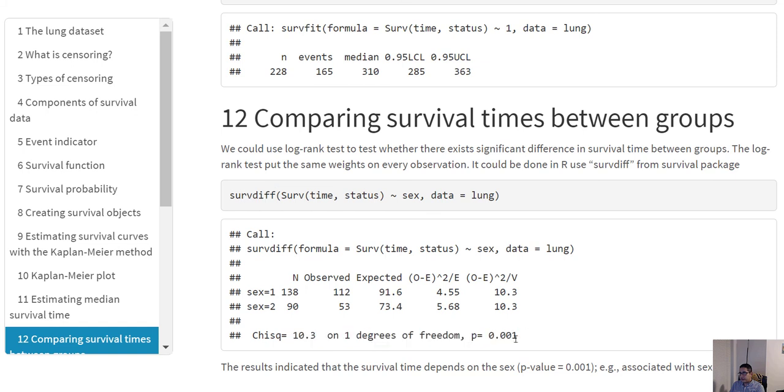with the p-value. Given this p-value is small, we can say that the survival times that we are observing here depend on sex. That means that the sex variable is associated with the survival. That means depending on whether you are male or female, your survival times are associated with that.